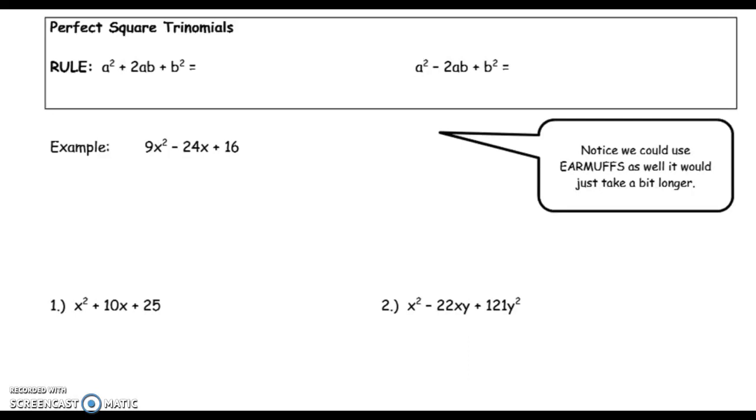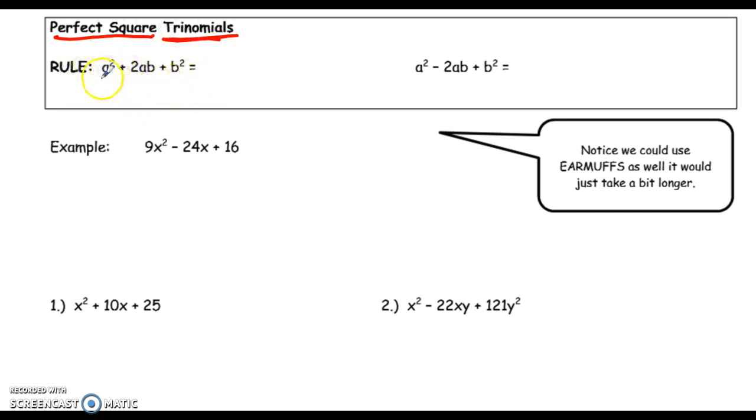Our next special case is factoring with perfect square trinomials. So we are going to look at trinomials, aka three terms, that when you factor them, create perfect squares. So take a look at this guy.